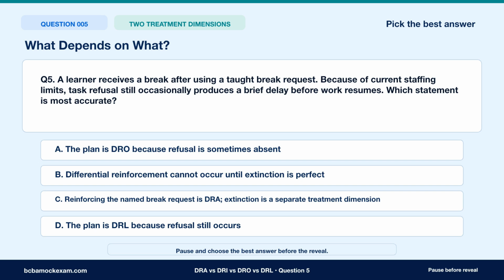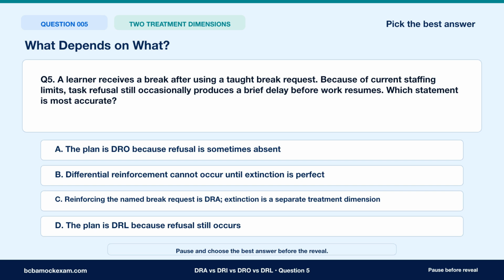Question 5. A learner receives a break after using a top break request. Because of current staffing limits, task refusal still occasionally produces a brief delay before work resumes. Which statement is most accurate? The choices are A, the plan is DRO because refusal is sometimes absent. B, differential reinforcement cannot occur until extinction is perfect. C, reinforcing the named break request is DRA.